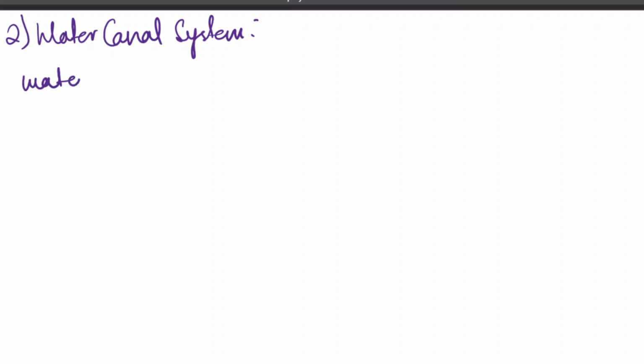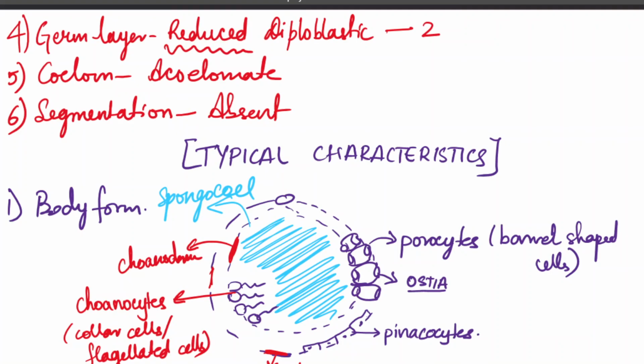Next we'll move on to something very important, that is the water canal system. There is something called the water vascular system that is seen in echinoderms. Please do not get confused with that. Let's see how this system works. Water enters the ostia. Also, you need to remember this opening, the main blind sac opening. One second, my pen just stopped working.